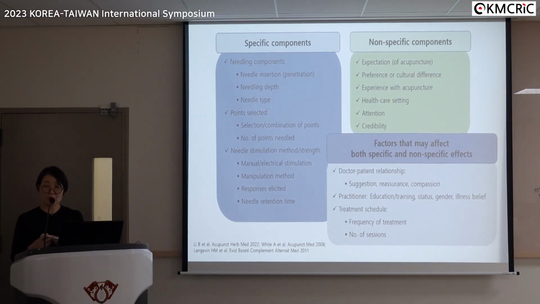First of all, the specific components. I divided the specific components into 3 parts. For the needling components, we consider needle insertion, whether to penetrate the skin or not, needling depth, how deep is deep enough, and needle type are important. Acupoints matter as well. We care about the number of points needled, and we often think a lot about which acupuncture points to choose and how to combine them.